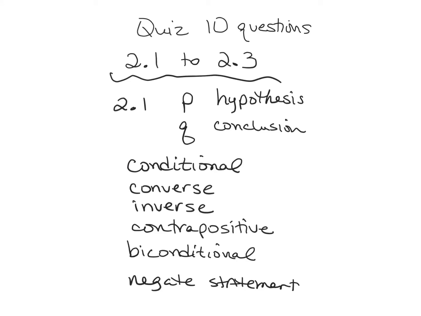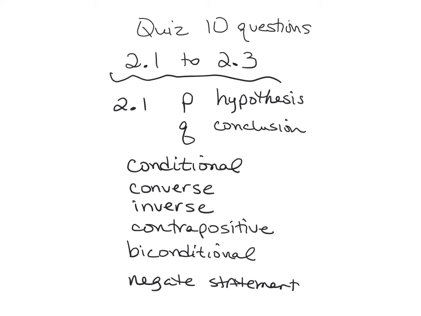Okay, so on the quiz tomorrow, there are 10 questions. It's going to cover sections 2.1 to 2.3. You need to understand that the variable P is used to represent the hypothesis. The variable Q is used to represent the conclusion. You also need to understand the following vocabulary words.